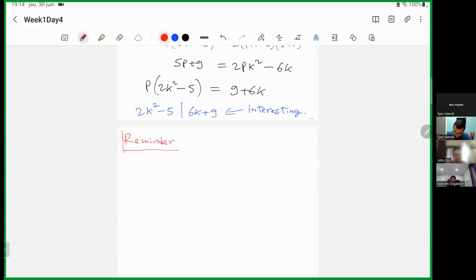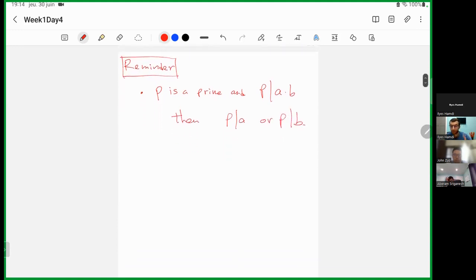That's a very important reminder, I think. So what we said is that if p is a prime number and p divides a times b, then p has to divide a or p has to divide b, right? But p is a prime number, remember. If p is not prime, if it's about any other number, then it doesn't work. So let n be just any positive integer.